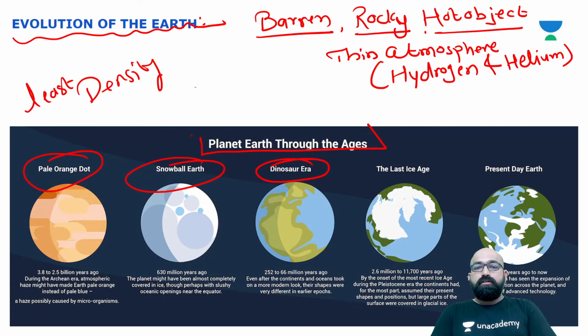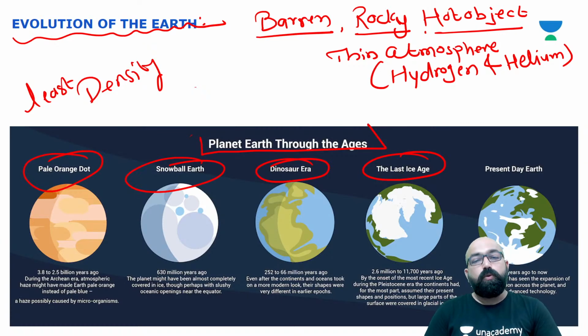Then the last ice age was 2.6 million to 11,700 years ago. By the onset of the most recent ice age during the Pleistocene era, the continents had, for the most part, assumed their present shapes and positions. But large parts of the surface were covered in glacial ice.